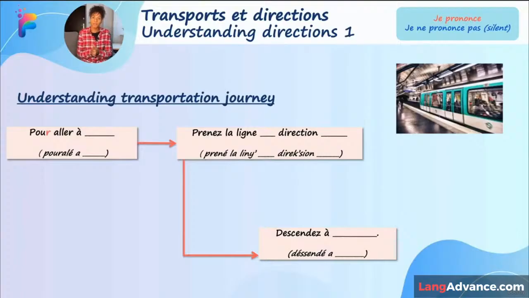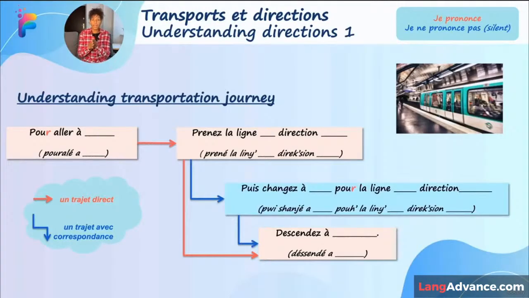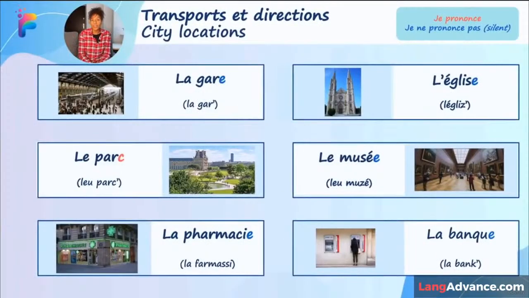Descendez à. In red we have un trajet direct. That's a direct trip. Un trajet avec correspondance. This is a trip where you need to make a transfer. So, for example, pour aller à, prenez la ligne, direction. Now we're going to have a transfer. Puis changez à, pour la ligne, direction.